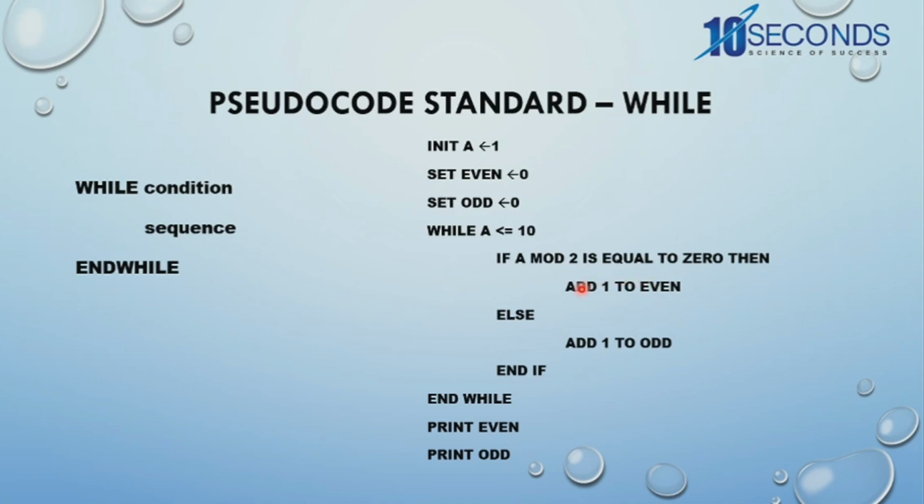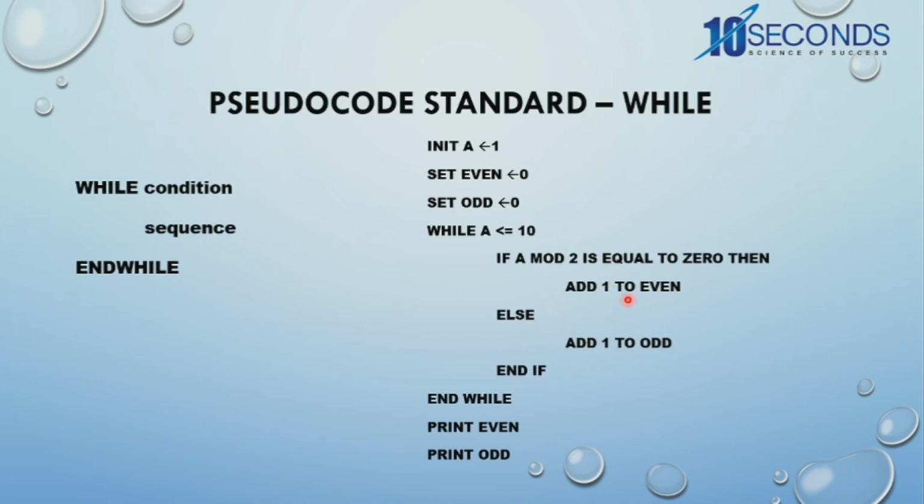How to find out whether the number is even or not? When you divide it by 2, if you get remainder as 0, then you can come to the conclusion the number is even. So if a mod 2 is equal to 0, this is the condition. Then add 1 to even, else add 1 to odd.